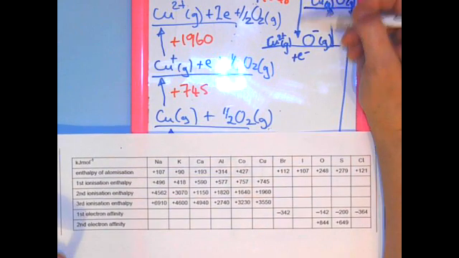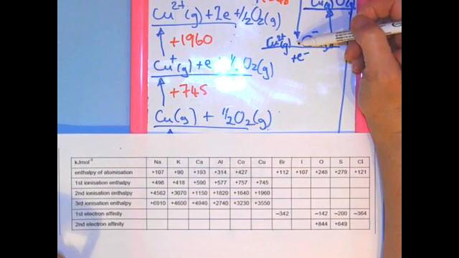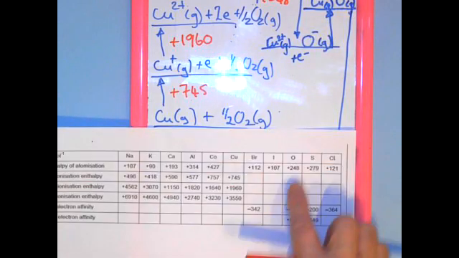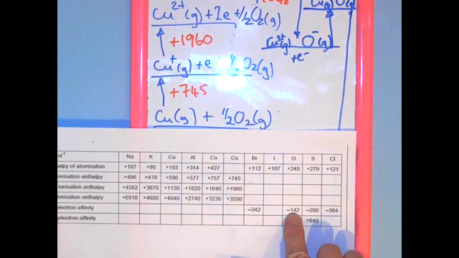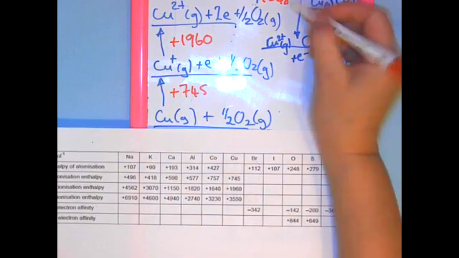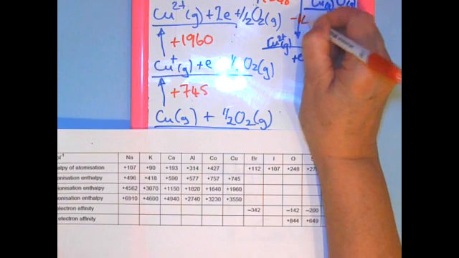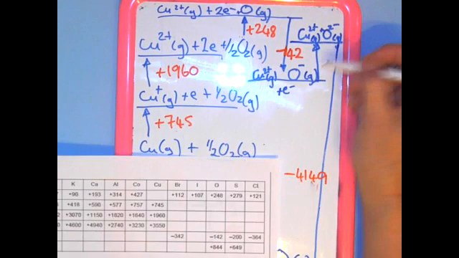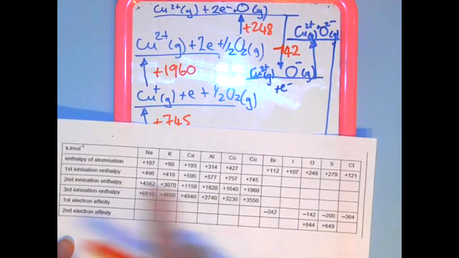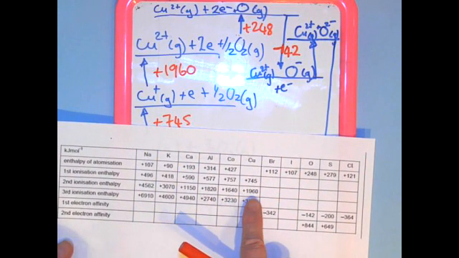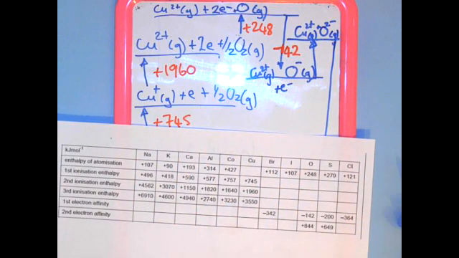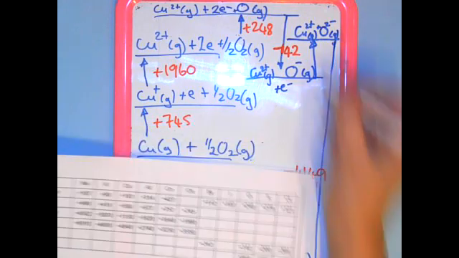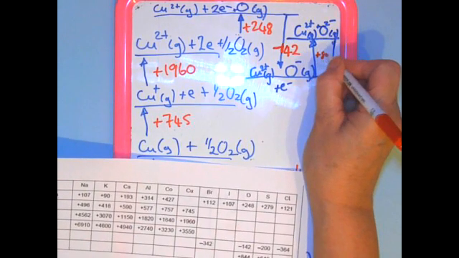The next thing we did was we had the electron affinity of oxygen, and that would be here, first electron affinity, minus 142. Oops, you can't see that. And then here we have the second electron affinity, and the second electron affinity for oxygen. Oh, it's not on there. Oh no, let's look down here. Here we go. Plus 844.